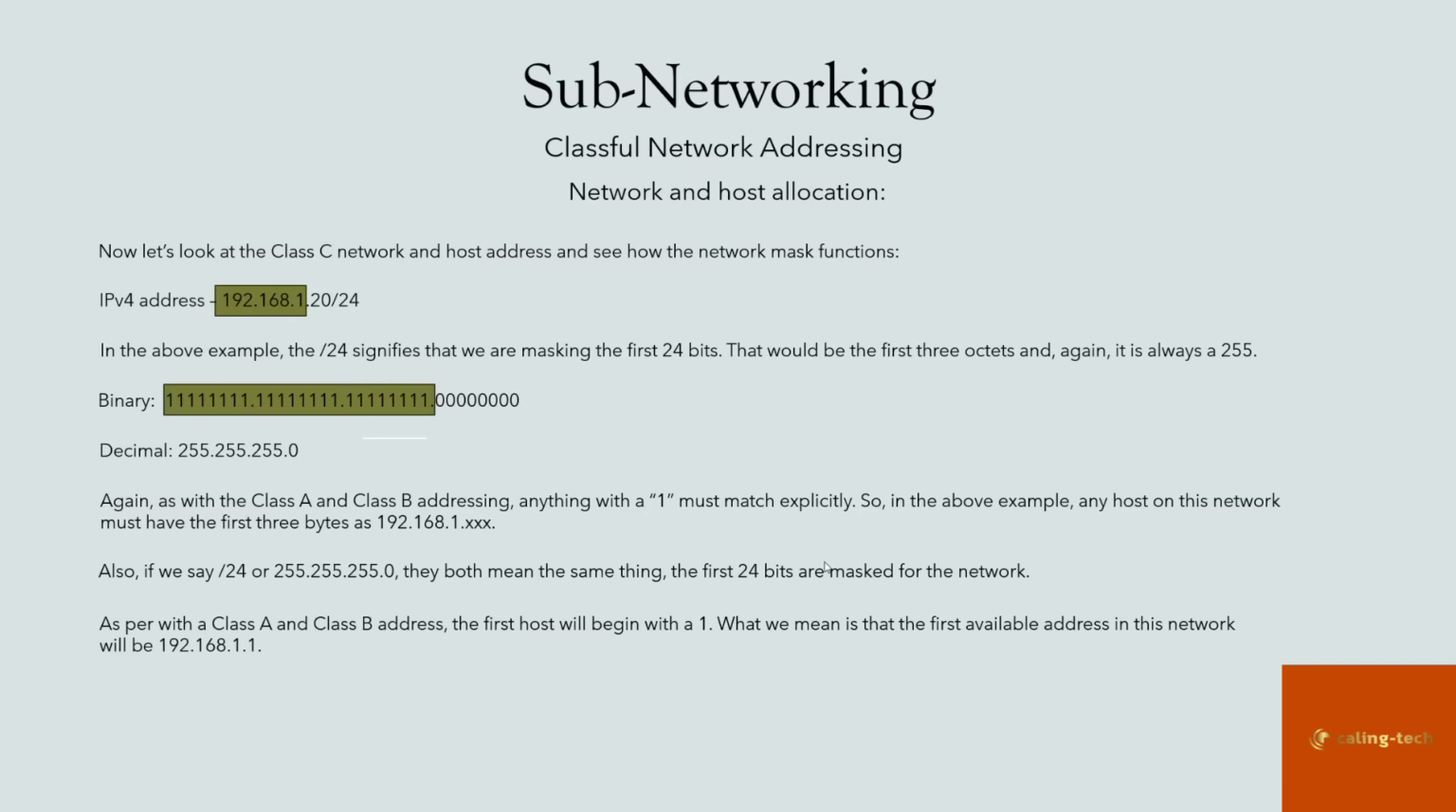As per with Class A and Class B addresses, the first host will begin with a 1. So again, what we mean by that is that the first available address in this network will be 192.168.1.1. On the next slides, we're going to show you why Classful addressing is a quick and easy method to use, but also it has some downsides, and it's quite a significant downside, as we will see. But before we move on to that, if you need to refresh yourself, please do so, because now it gets a little bit more complicated. But we will try and make it as easy as we possibly can for you.